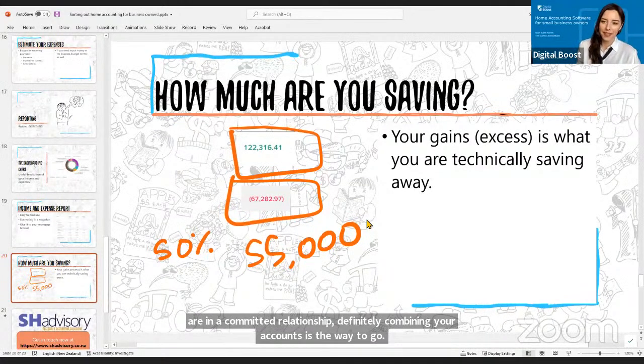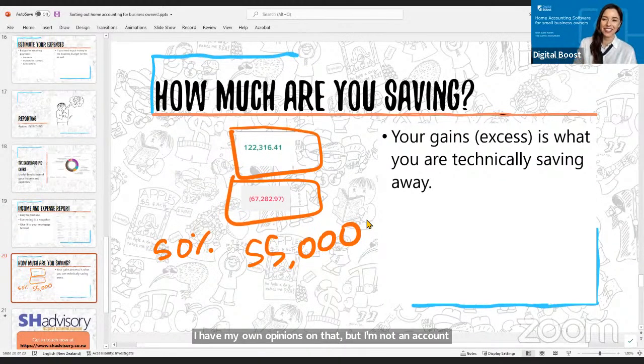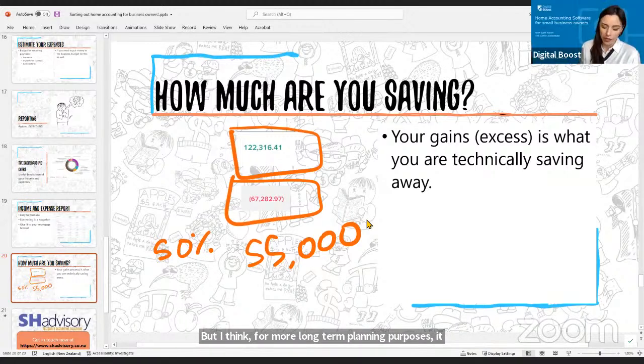Okay. I have my own opinions on that, but I'm not an accountant. So, yeah, I guess that's probably tax wise. Do you reckon that's easier tax wise as well if everything's kind of combined? Well, I mean, you don't need to use home accounting for tax purposes, but I think for more long-term planning purposes, it makes sense to have those finances combined. Yeah, I've heard that somewhere.